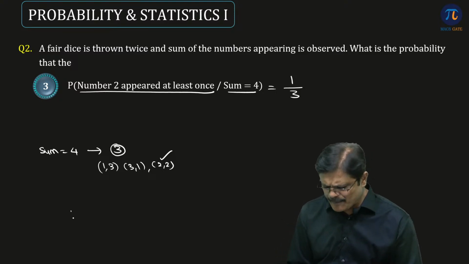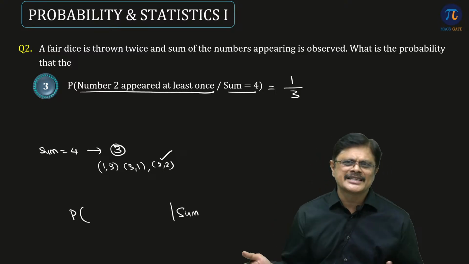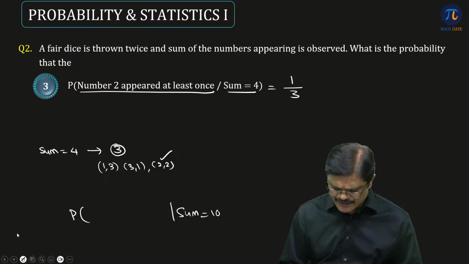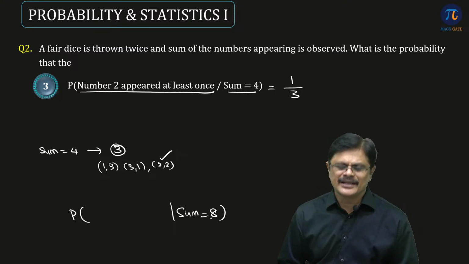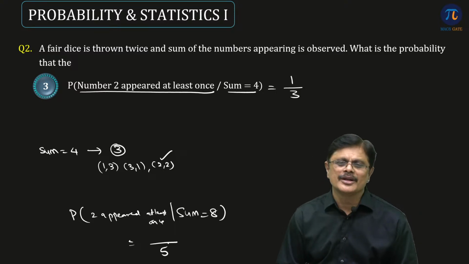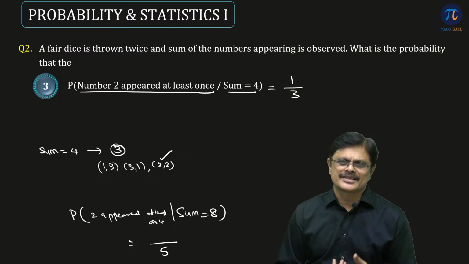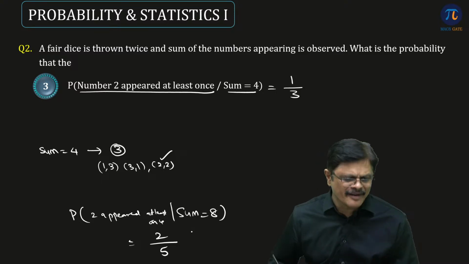You can try different problems. You can take any sum, from 2 to 12. You can take sum equal to 10 or 8. Let us take sum equal to 8, and say that 2 appeared at least once. Sum equal to 8 means 5 cases are favorable. In that, how many cases are favorable for 2 at least once? 2, 6 and 6, 2. 2 cases favorable. So 2 by 5 is the answer.